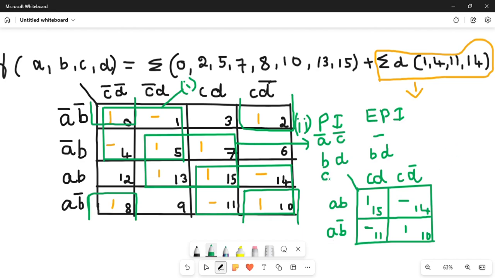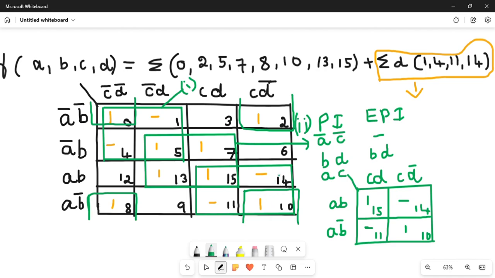So it is AC that we are taking as a common, and is AC an essential prime implicant? To check that, what should we do? We just have to check with the cells. So what is cell number 15? Cell number 15 has been shared by cell number 7 according to group number 3, you can see over here, right? And cell number 14 has not been shared by any other cells.